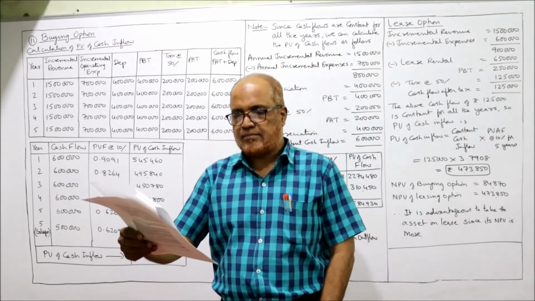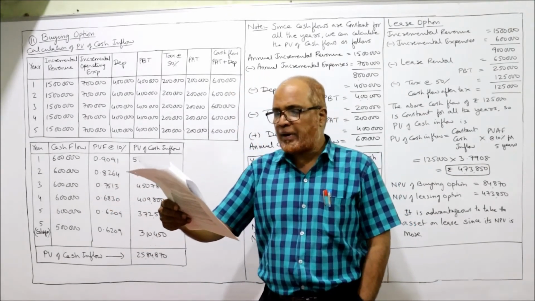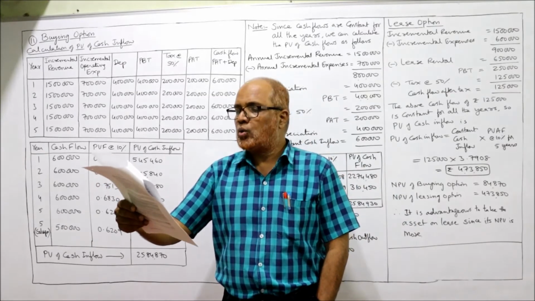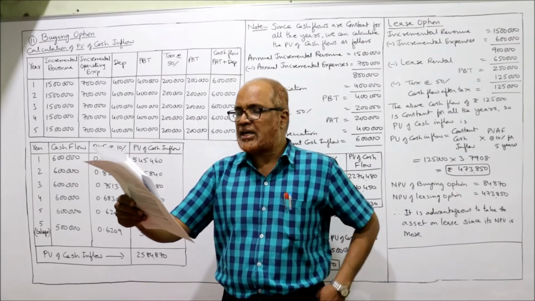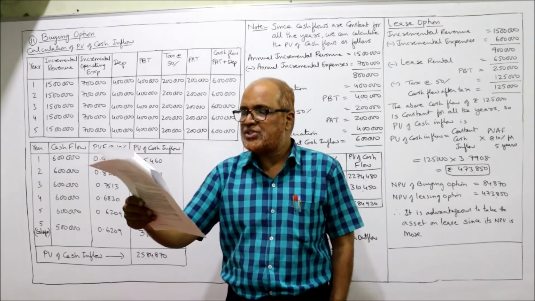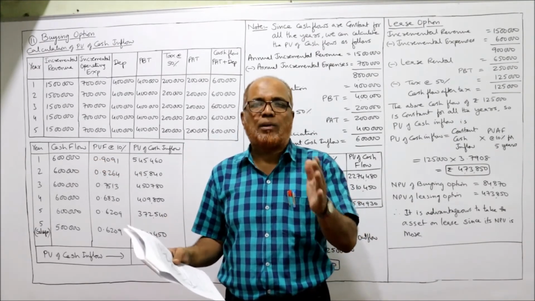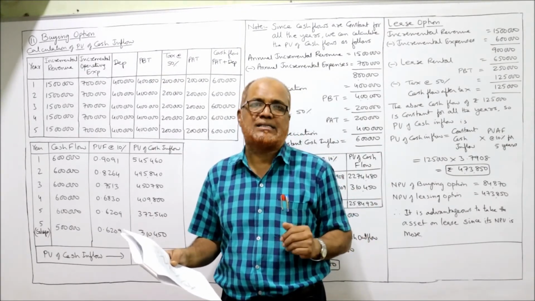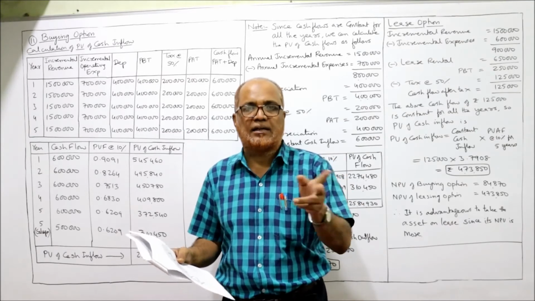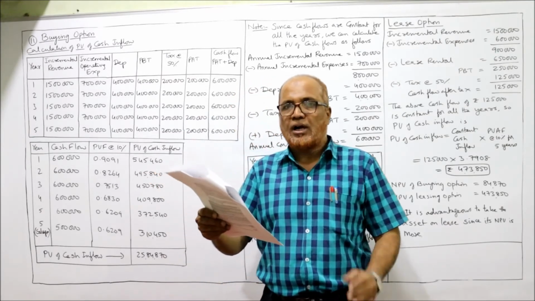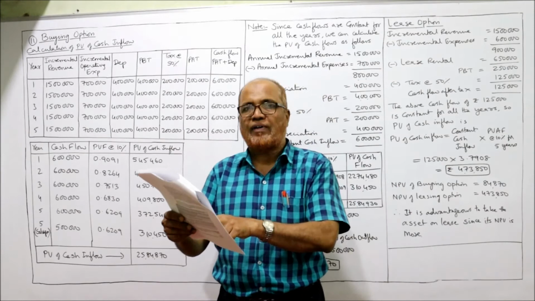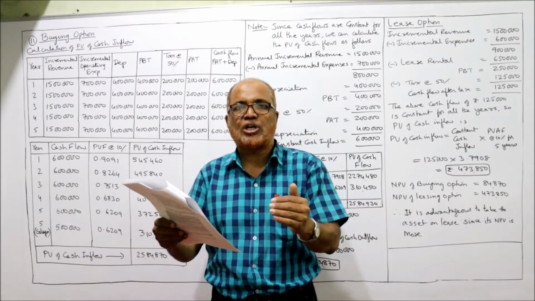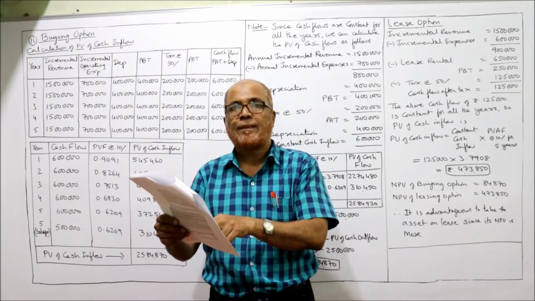Problem number 11. See the problem carefully. Messrs. Pravek Limited can purchase an asset for rupees 25 lakhs whose life is 5 years, after which it can be disposed of for rupees 5 lakh. Again, it's a problem of whether to buy the asset or to take the asset on lease. Buying or leasing, that is the problem. So the cost of the asset is 25 lakh and the life is 5 years. After 5 years, it will fetch a scrap value of rupees 5 lakh.